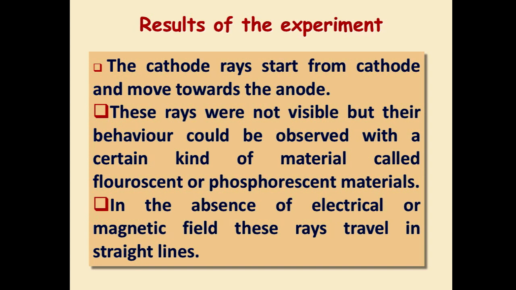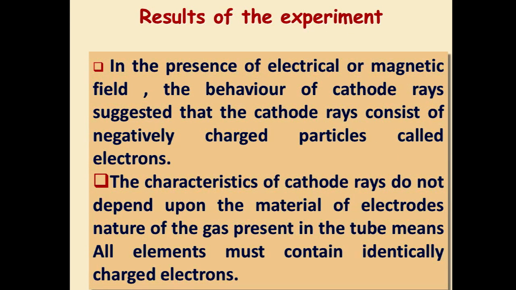These rays were not visible, but their behavior could be observed with a certain kind of material called fluorescent or phosphorescent materials. In the absence of electrical or magnetic field, these rays travel in a straight line. In the presence of electrical or magnetic field, the behavior of cathode rays suggested that cathode rays consist of negatively charged particles, and these particles are named electrons. The characteristics of cathode rays do not depend upon the material of electrodes or the nature of the gas present in the tube, which means all elements must contain identically charged electrons.